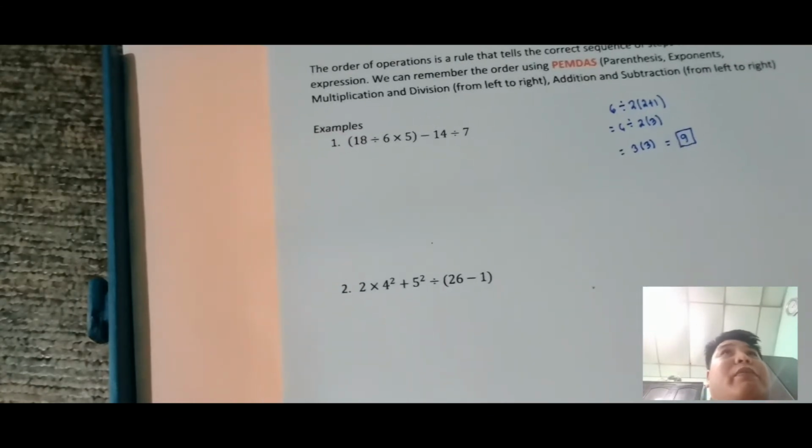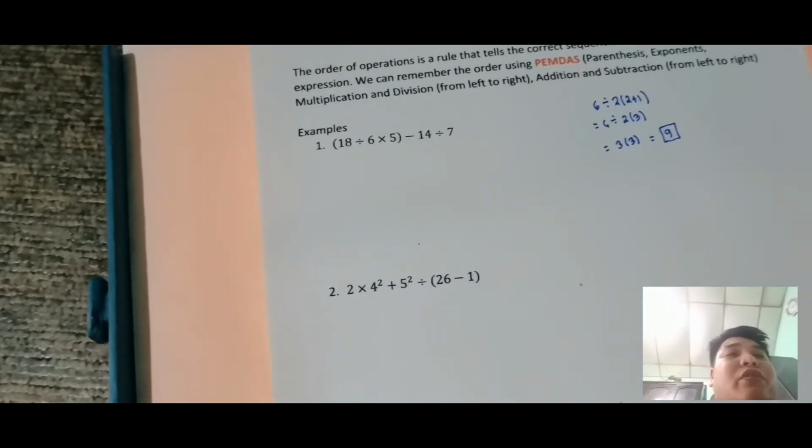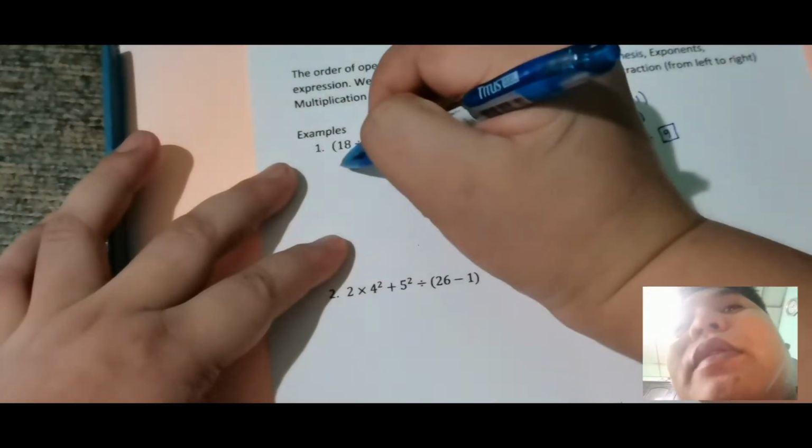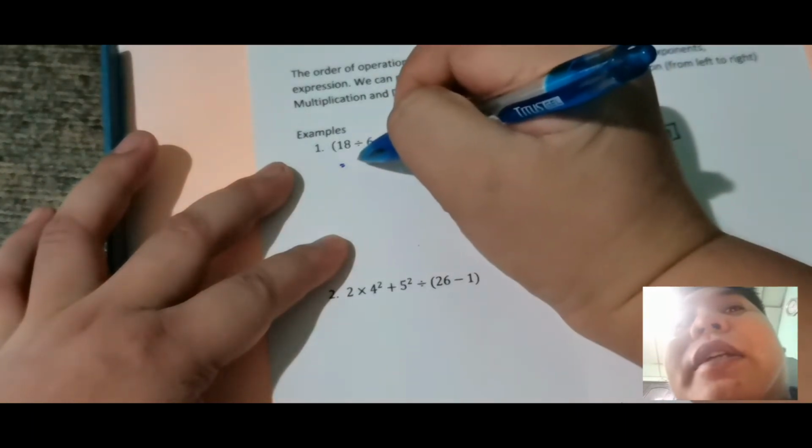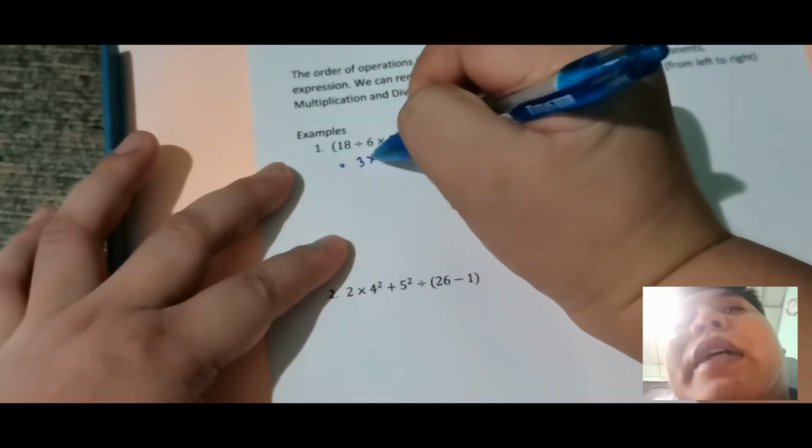So, division and multiplication. Sino unahin? So, obviously, unahin natin si division. So, una, that is equal sa 18 divided by 6, that is 3. Okay, multiply by 5.